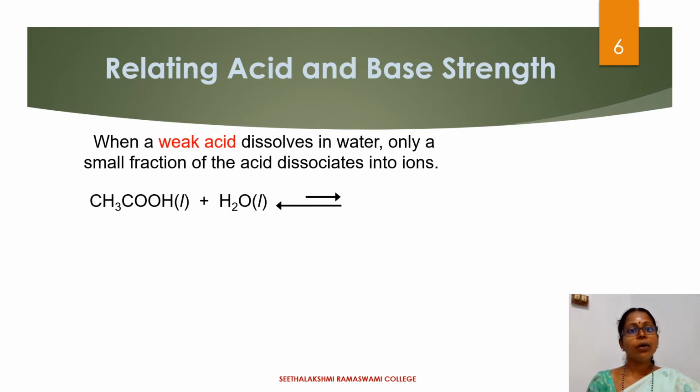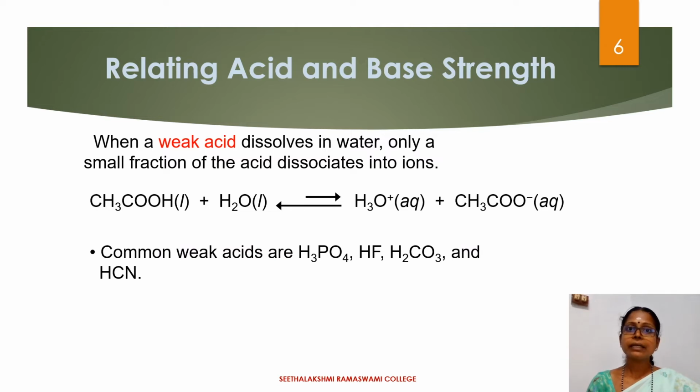Talking about weak acids, we already have seen vinegar, which contains acetic acid. Weak acids dissolve in water, and only a small fraction of the acid is going to dissociate into ions. That's the reason why we have a double-headed arrow here, which means that the reaction never goes to completion. Common weak acids are phosphoric acid, hydrofluoric acid, carbonic acid, and hydrocyanic acid.